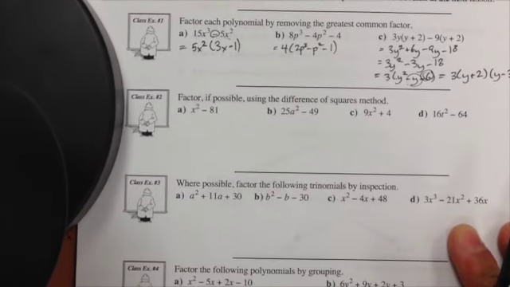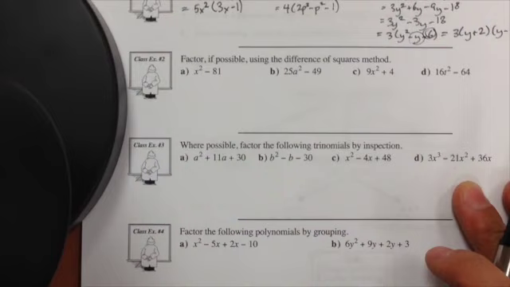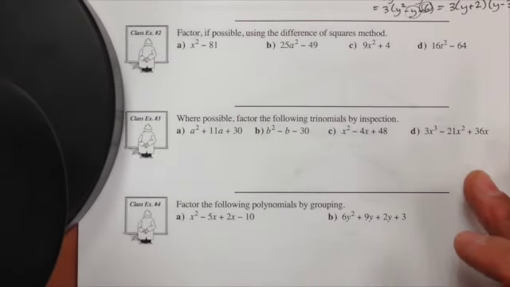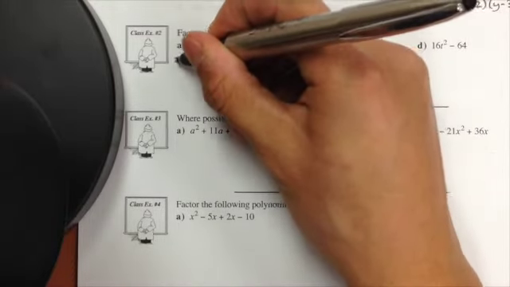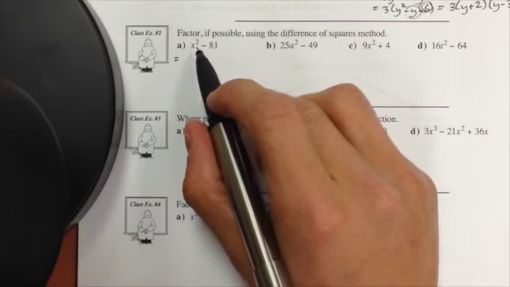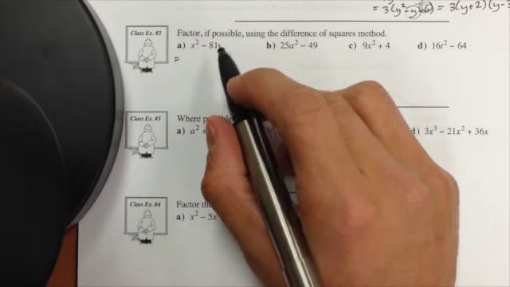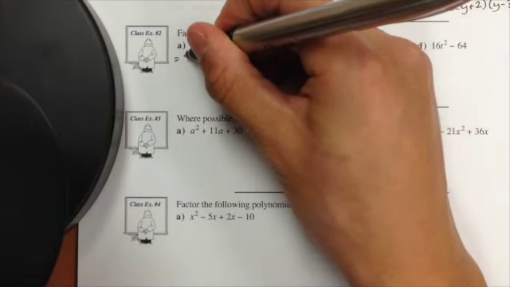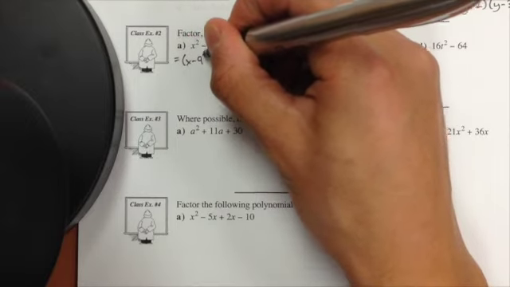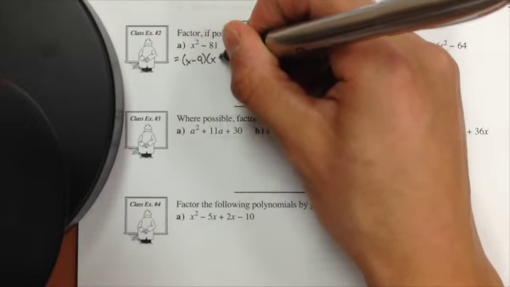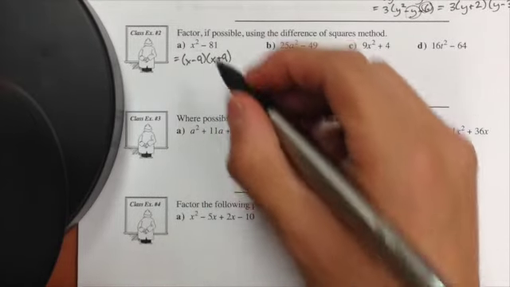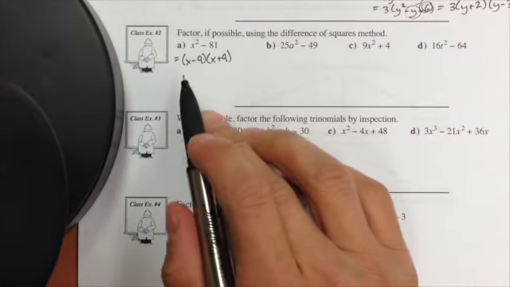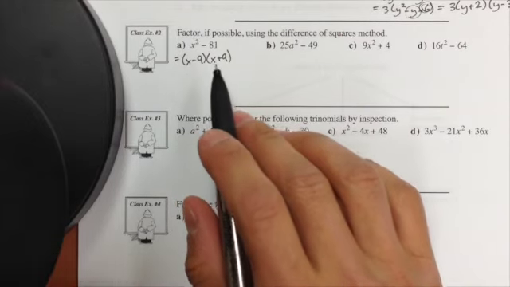Now let's look at these ones. Factor, if possible, using the difference of squares method. So remember when we were looking at difference of squares, if I have this first term, x squared minus 81, using the difference of squares method, that would give me x minus 9 times x plus 9. So it's just a binomial whose operations are opposite. And so this is the only time you can use the difference of squares method.